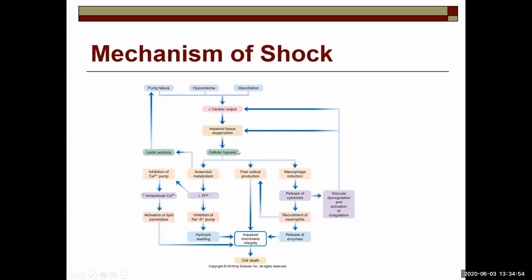You have hypoxemia. Hypoxemia eventually leads to more anaerobic metabolism, and when you have this, then you produce lactic acid, and then you have less ATP, inhibition of the potassium pump, hydropic swelling, and impaired membrane integrity, and then you have cell death. The same mechanism here eventually takes you. So all that is caused by what? Low oxygen.